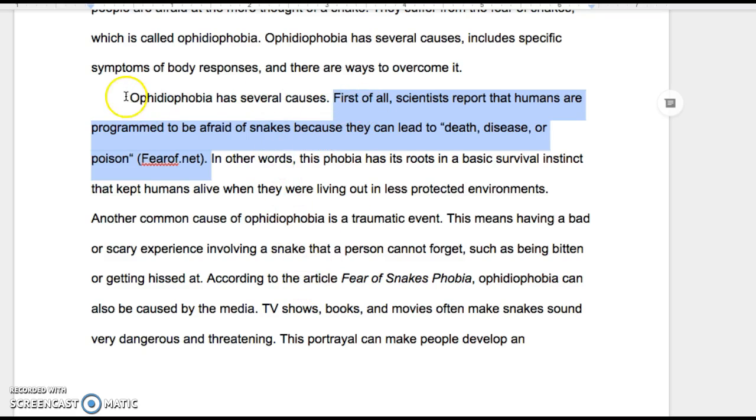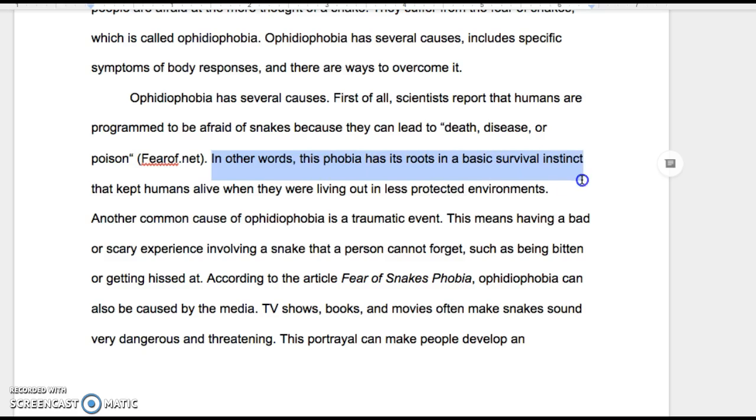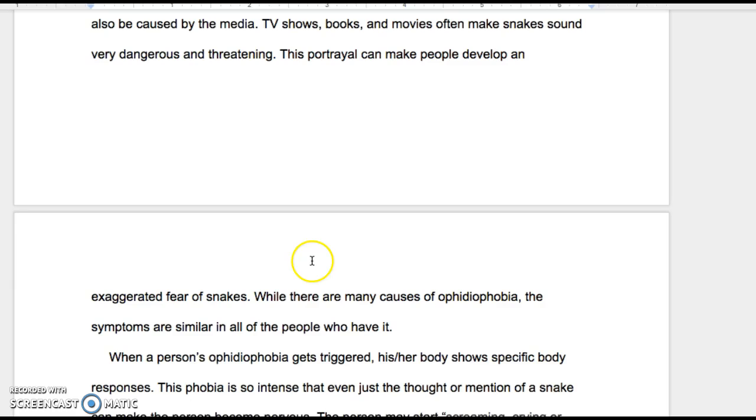So you can see she has her claim, right? She has her evidence that she included with some transitions. And then look at her reasoning right here. In other words, this phobia has its roots in basic survival instinct that kept humans alive, blah, blah, blah, blah. That's her reasoning right there. She's putting this quote in her own words and talking about what it has to do with the topic, what's the cause. And then down a little further, she ends that paragraph with a reasoning. While there are many causes of phobia, the symptoms are similar in all the people who have it. So it's saying it in her own words.